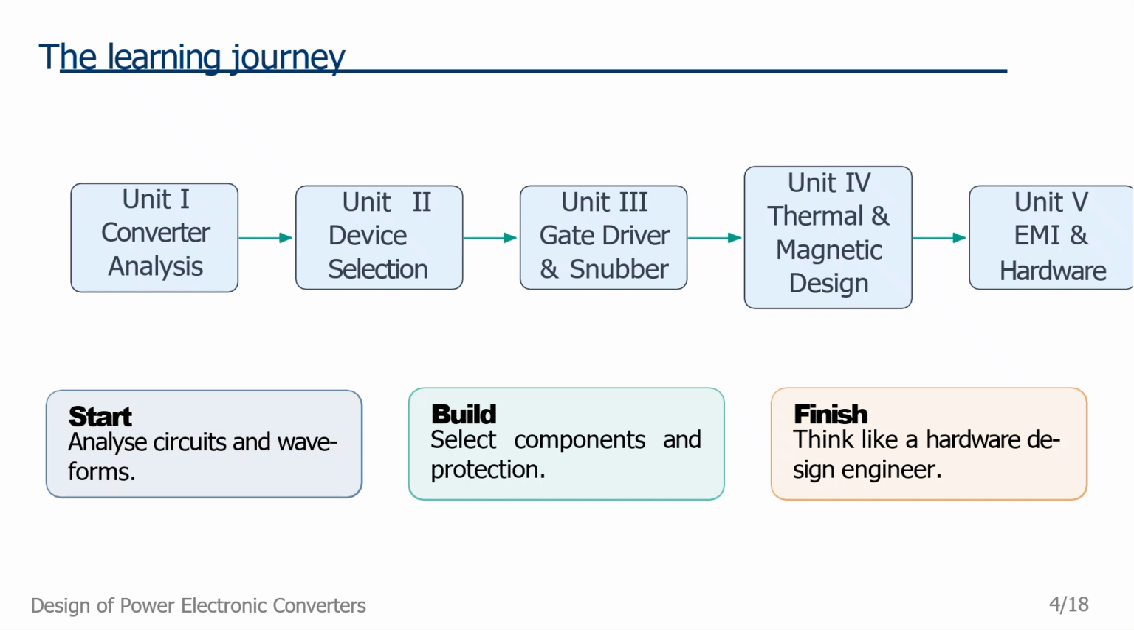Now let's see our learning journey. We have this subject divided into 5 units. The first unit is converter analysis. The second unit is device selection. The third unit is about the gate driver circuit and the protection circuit. The fourth unit is about thermal and magnetic design, and the last unit is electromagnetic interference and finally the hardware design. So this design of power electronic converters journey is divided into three parts.